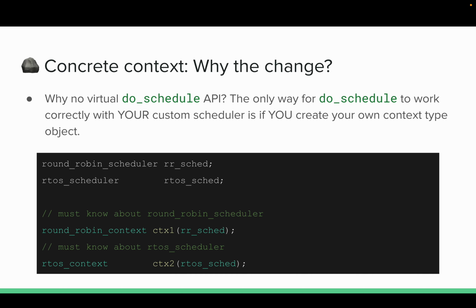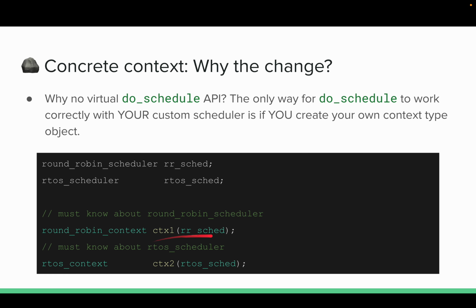So why did I make this change? Why no virtual doSchedule? Well, the only way for doSchedule to work correctly is if your custom scheduler, whatever you built, also creates its own context type. If I have some round robin scheduler, then the doSchedule function needs to know how to interact with that scheduler. Therefore, I need to make a context specifically built for the round robin scheduler.